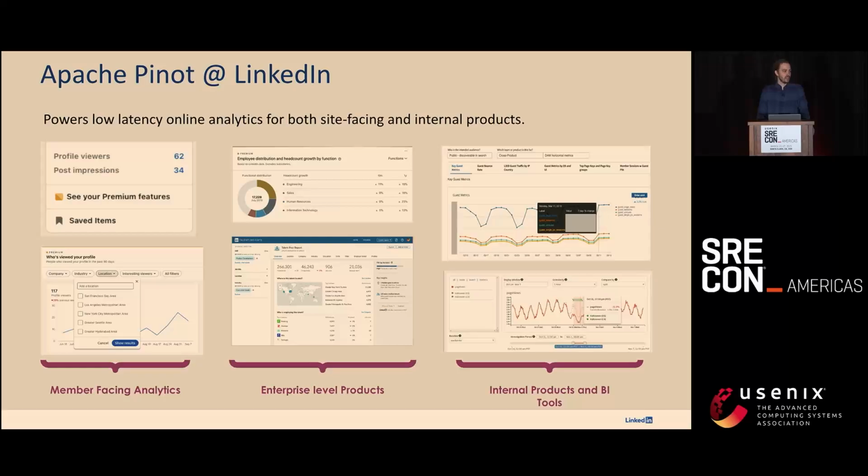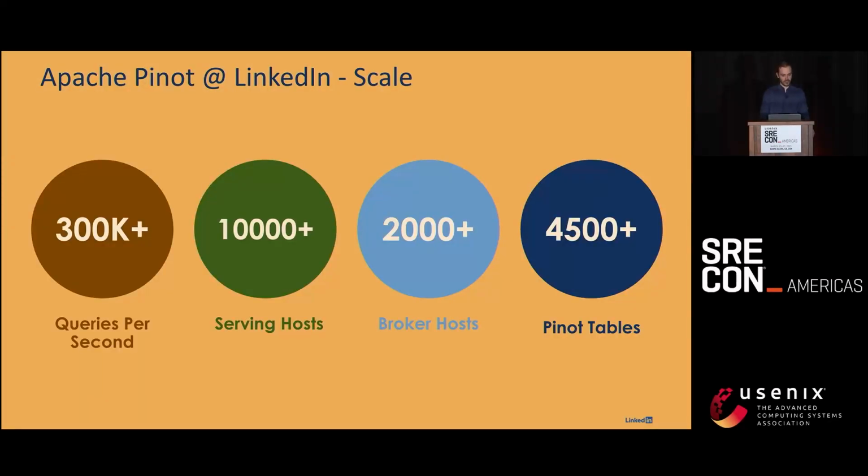So with OLAP, unlike a lot of SQL products, the cost per query can vary really dramatically. Like you can have some queries super cheap. Other queries are unbelievably expensive. So just for a sense of scale, we're talking hundreds of thousands of QPS, tens of thousands of serving nodes, a couple thousand broker nodes, 5,000 Pinot tables. These numbers are a little old, but it works.